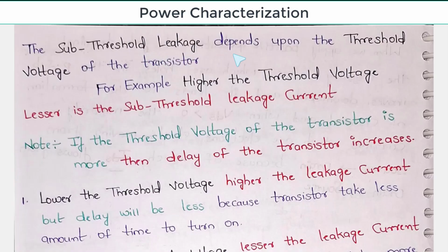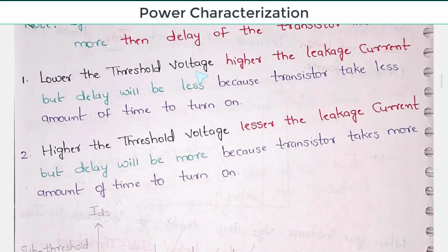The subthreshold leakage depends upon the threshold voltage of the transistor. For example, higher the threshold voltage, lesser is the subthreshold leakage current. If threshold voltage is more, then obviously leakage current will be less. Note, if the threshold voltage of the transistor is more, then the delay of the transistor increases. Why? Because it takes more time for switching. Lower the threshold voltage, higher the leakage current, but delay will be less. Why? Because it will be switching very fast.